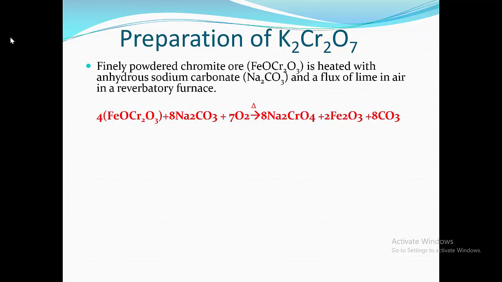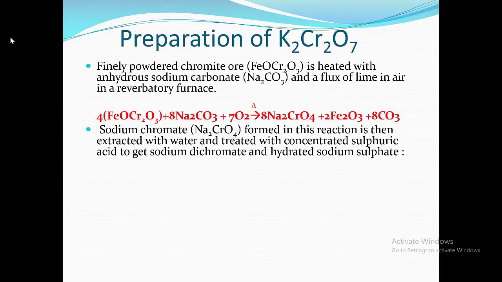4FeO.Cr2O3 plus 8Na2CO3 plus 7O2, when it is heated, gives 8Na2CrO4 plus 2Fe2O3 plus 8CO2. Here Na2CrO4 is nothing but sodium chromate.